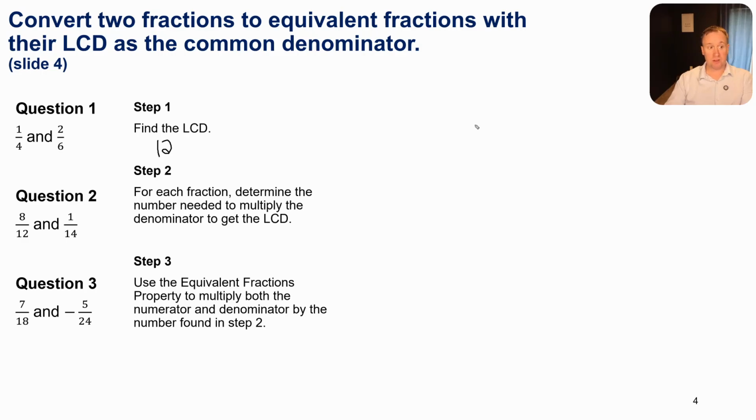Step 2 then, for each fraction, determine the number needed to multiply the denominator to get the LCD. So I have 1/4 and 2/6 here. So the number we need to multiply 4 by to get to the LCD is a 3. And the number I need to multiply 6 by to get to the LCD is 2, right? 4 times 3 is 12, 6 times 2 is 12.